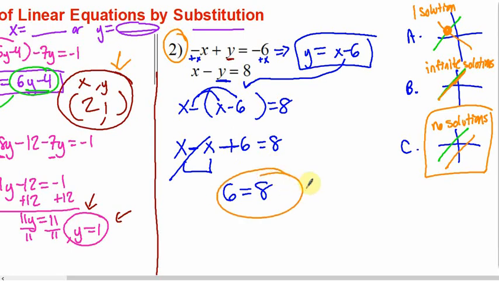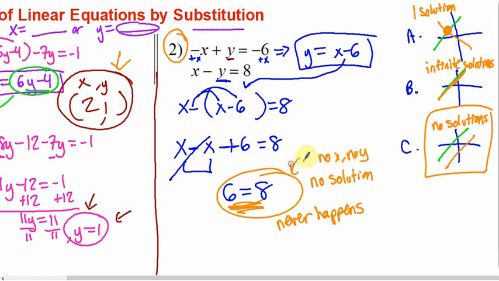You can ask yourself this way: how many x and y values make it true that 6 equals 8? The answer is this never happens. It's never true that 6 equals 8. So there is no solution. There's no x and no y that make that true. Therefore, there are no solutions.